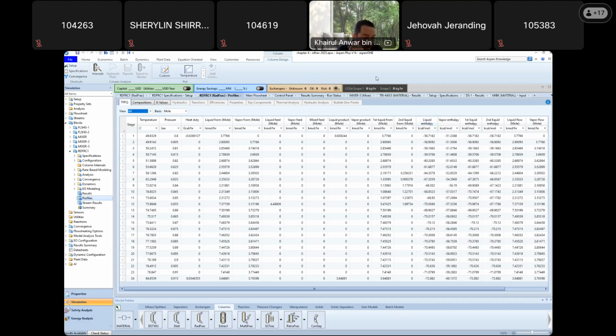Okay, this is the TPFQ. You can see the breakdown of the liquid and vapor flow rate from each tray. We have how many trays? 24 trays. So this is the information from each of the trays.